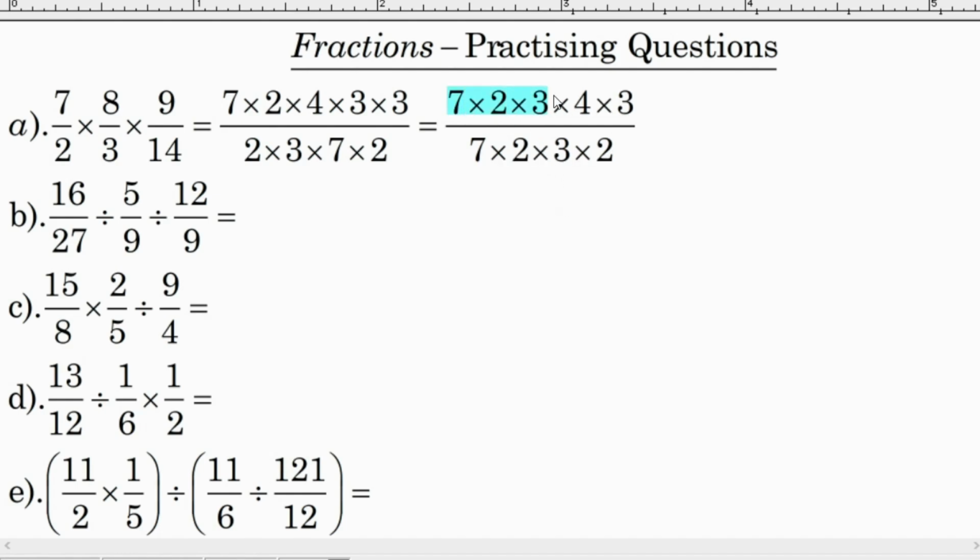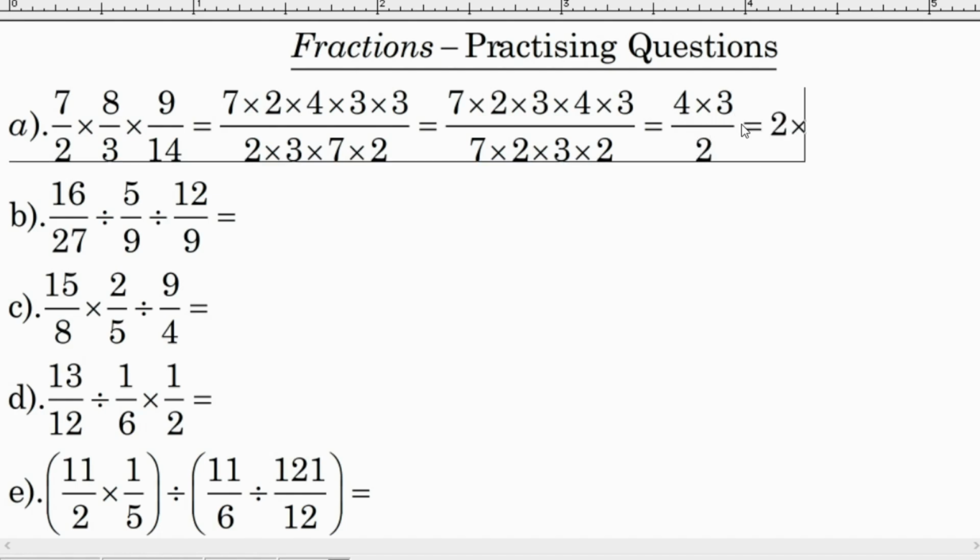As we can see, we can simplify the numerator with the denominator. So that will be equal to 4 multiplied by 3 divided by 2. 4 divided by 2 is equal to 2, and 2 multiplied by 3 is equal to 6. So 6 is the final answer. Okay, let's move to the next question.